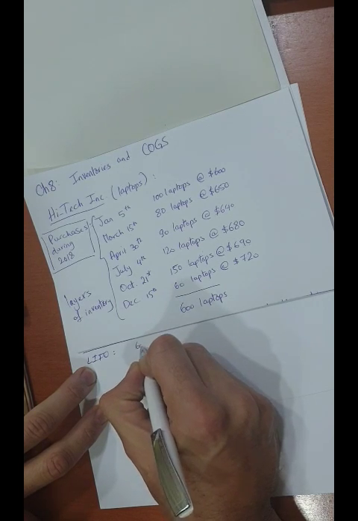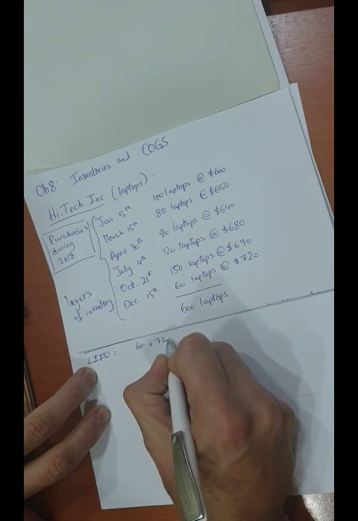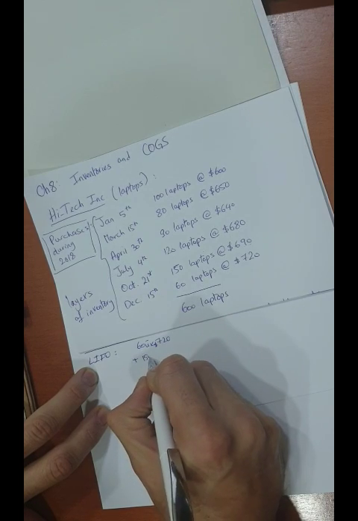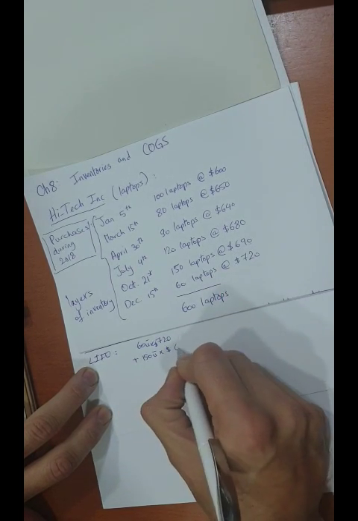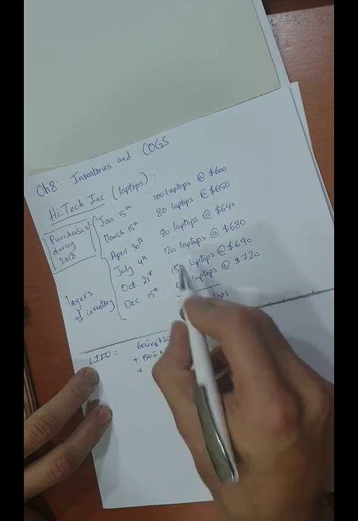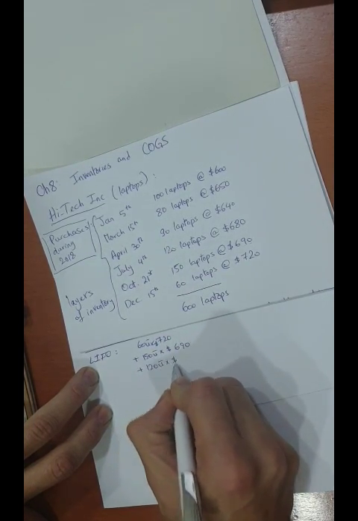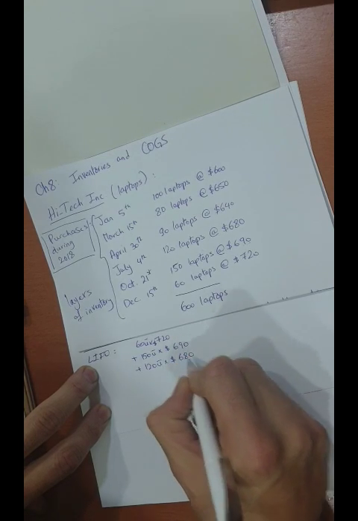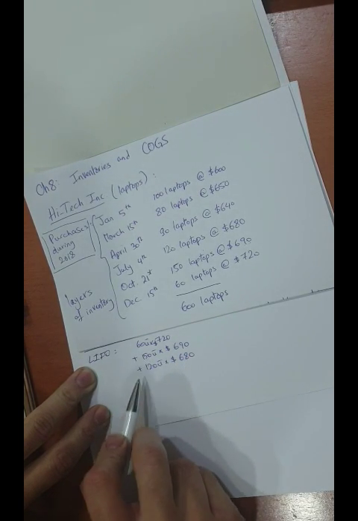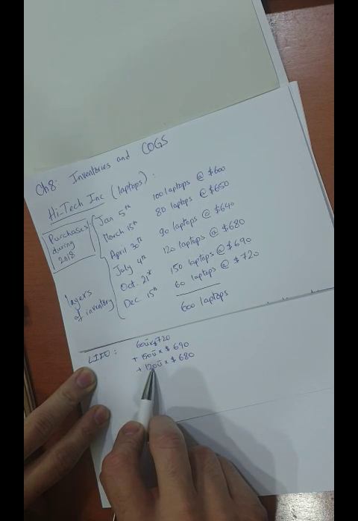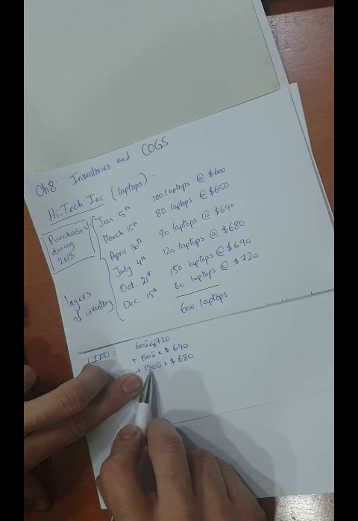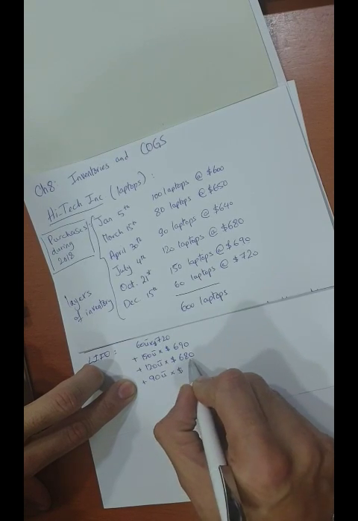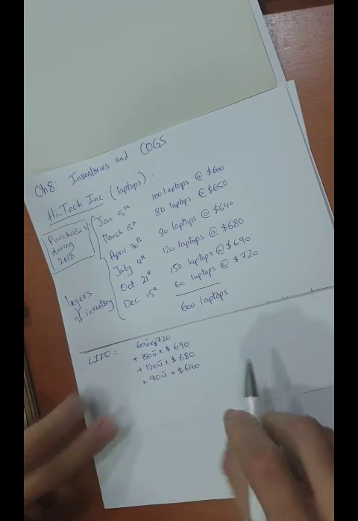So we start with 60, which is this layer, multiplied by $720, and this is units, plus 150 units multiplied by $690, plus 120 units multiplied by $680. So this is 60, 210, 330. We still need 120 to reach the 450. Plus 90 units multiplied by the 640. So again, the same concept.